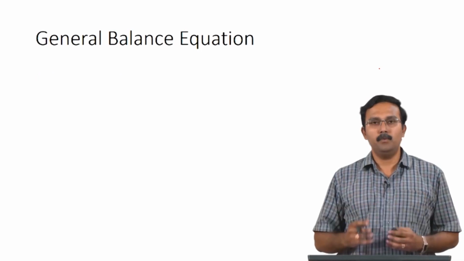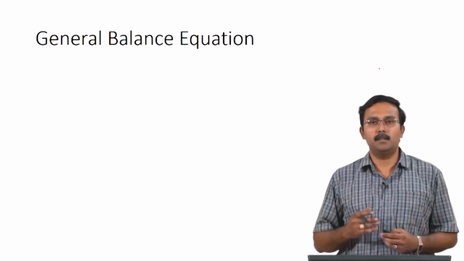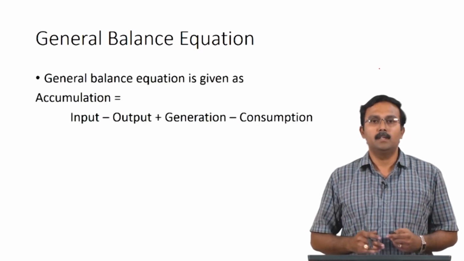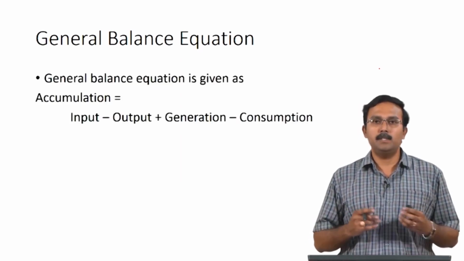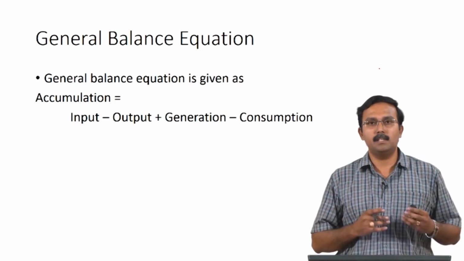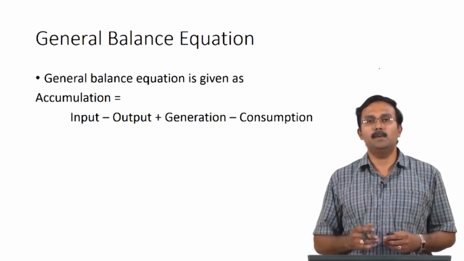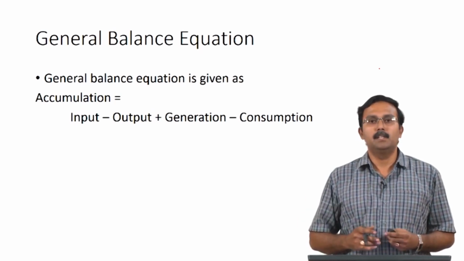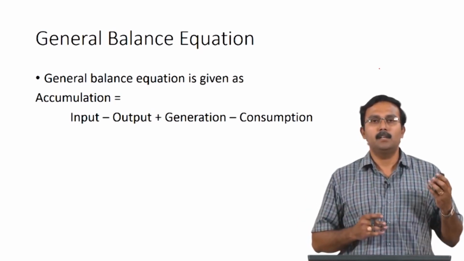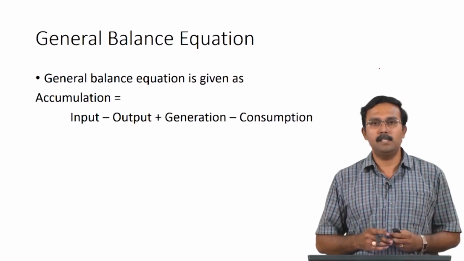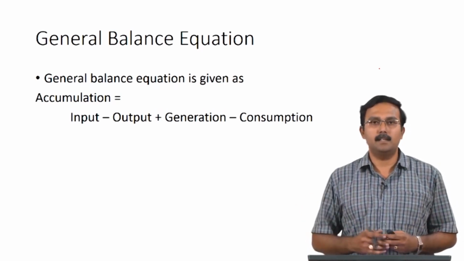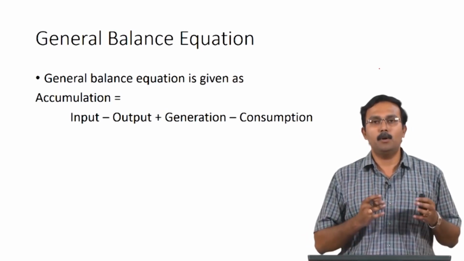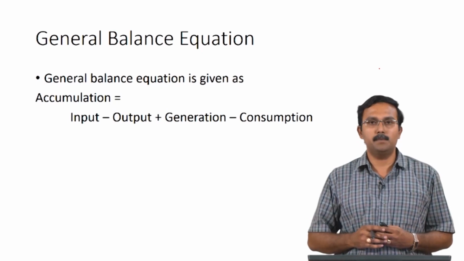Before we start solving unsteady state problems, let us visit the general balance equation. The general balance equation which we have been using throughout this course is given here. Accumulation equals input minus output plus generation minus consumption. In this equation we have always assumed accumulation to be 0 when the process is steady state. Until now we have always ignored that term.